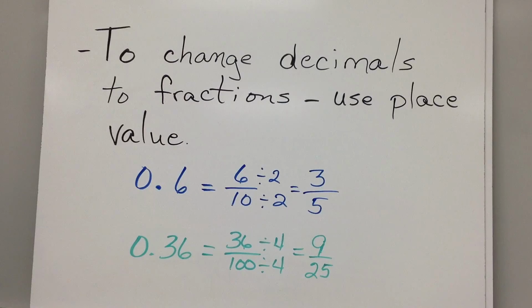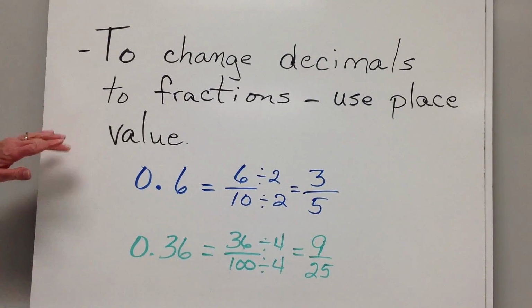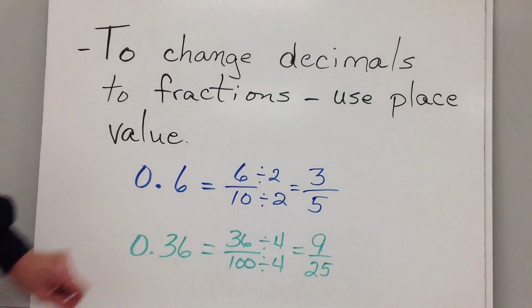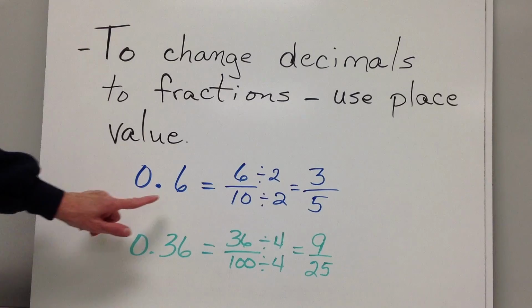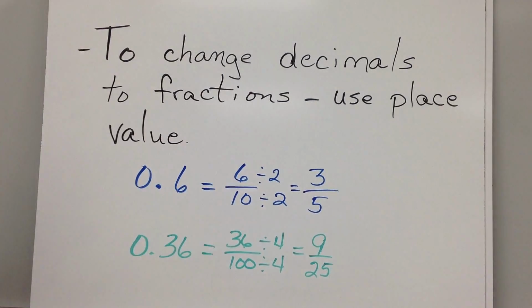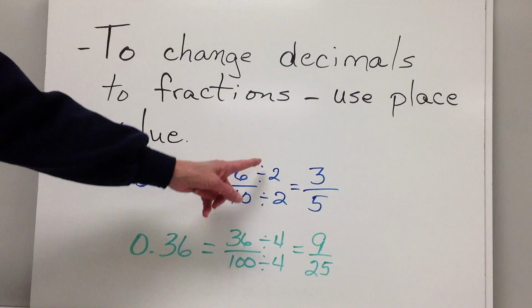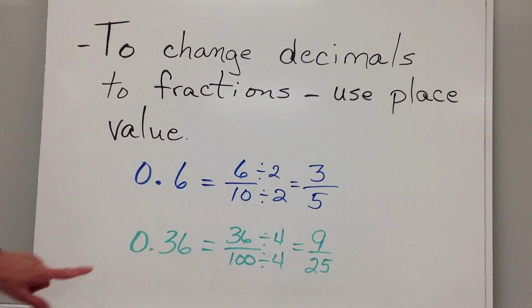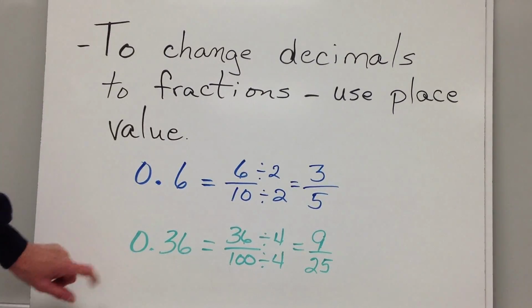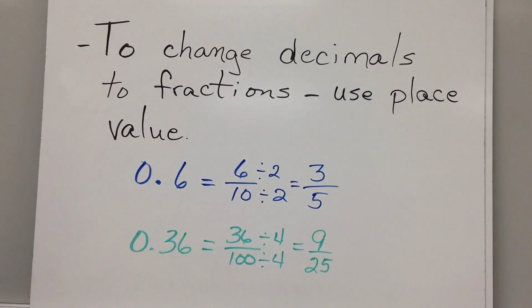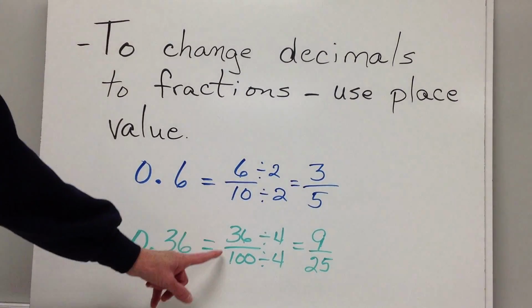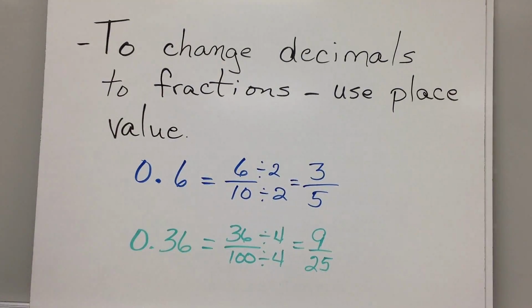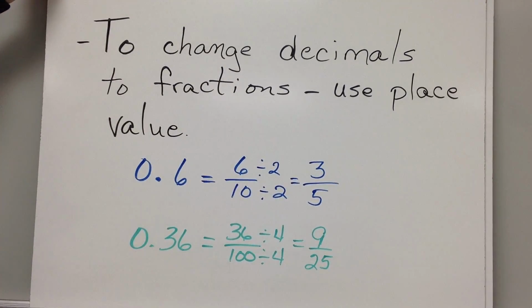If I want to change a decimal to a fraction, I would use place value. So if I had 0.6, that 6 is in the tenths place. I would put 6 over 10. 6/10 will reduce by 2 to give us the fraction 3/5. If I had 0.36, that 6 is in the hundredths place. 36 over 100. I could simplify that by dividing by 4 and get 9 over 25.